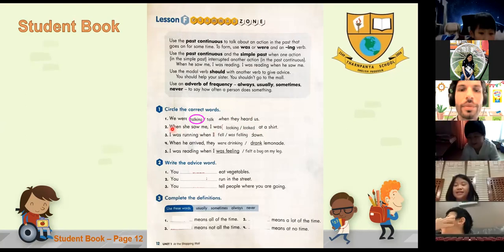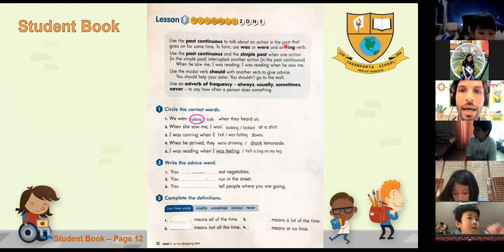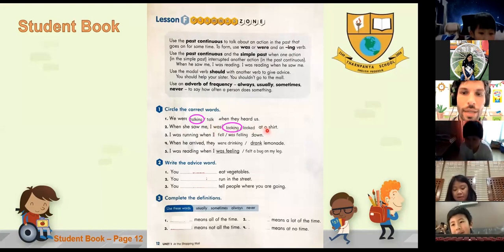Looking. Okay, so again, in this case, we are using the past continuous tense in the second part of the sentence. So we need the verb with ing. I was looking at the t-shirt. When he saw me, I was looking at the t-shirt. We can also write the sentence changing the order. I was looking at the t-shirt when he saw me. It's exactly the same.